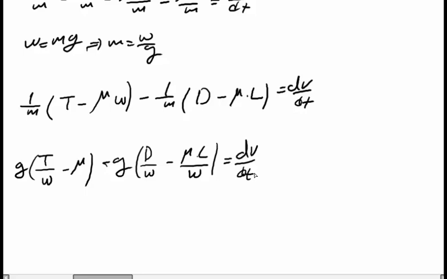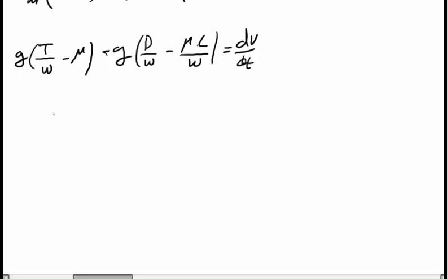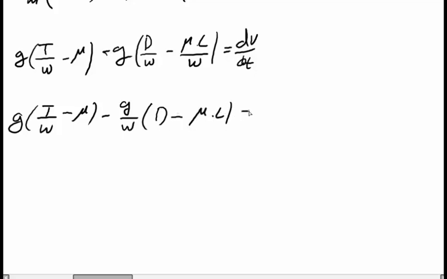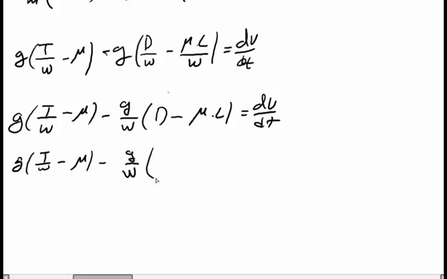All right, now we go to another point. So we get g T over W minus mu, minus g over W, take a W from this, we are left with drag minus mu lift, equals dV/dt. Now g T over W minus mu minus g over W: this is the weight and this the gravity acceleration. So the drag and lift we know. Let me write it here.